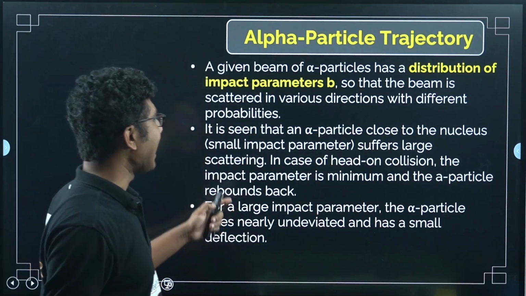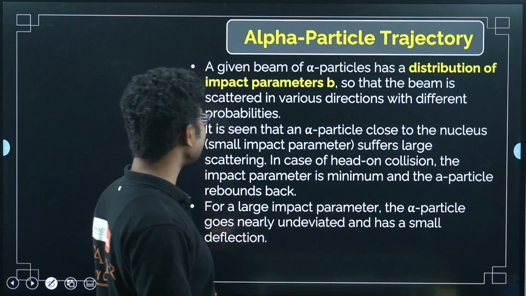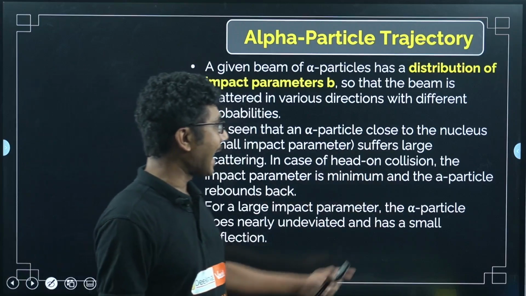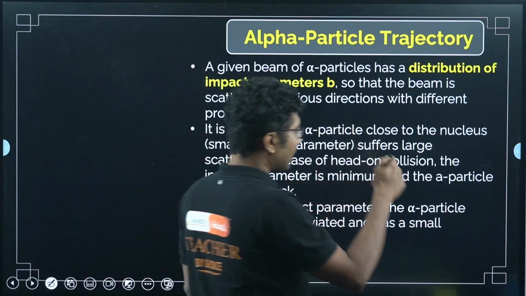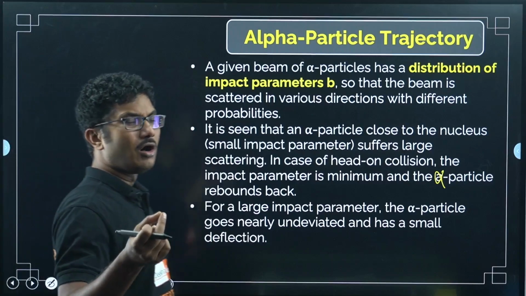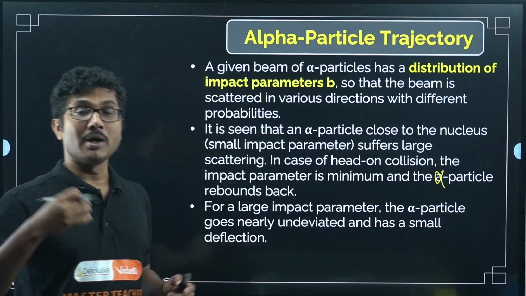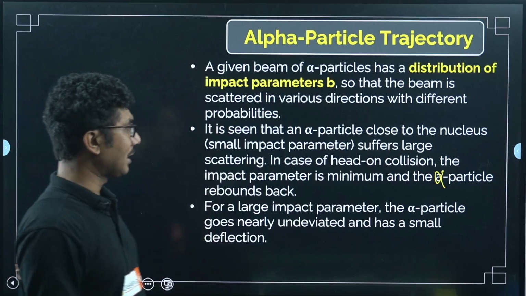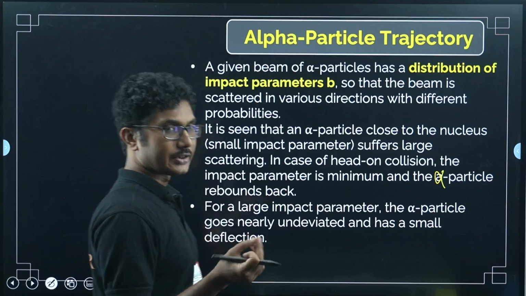It is seen that an alpha particle close to the nucleus, with a smaller impact parameter, suffers a large scattering. In case of head-on collisions, the impact parameter is minimum, and the alpha particle rebounds back. So for rebounding, the impact parameter is minimum, and minimum means almost zero. If the impact parameter is 0, then it will definitely rebound. If they ask you a question, in case of rebound, what will be the impact parameter? It will be 0. For a large impact parameter, the alpha particle goes nearly undeviated and has a small deflection.